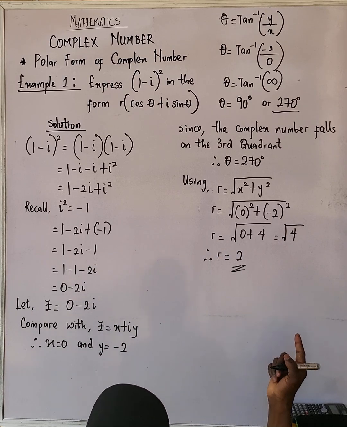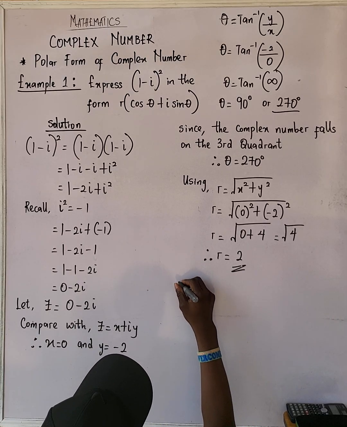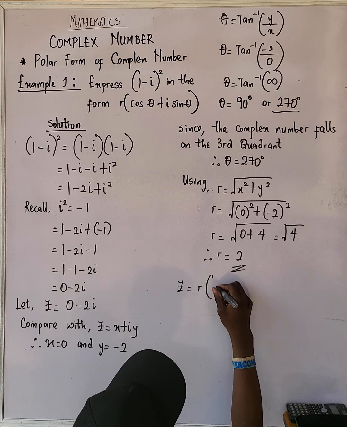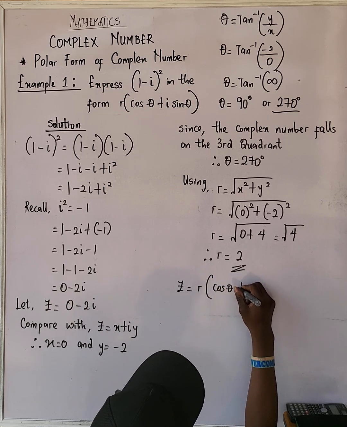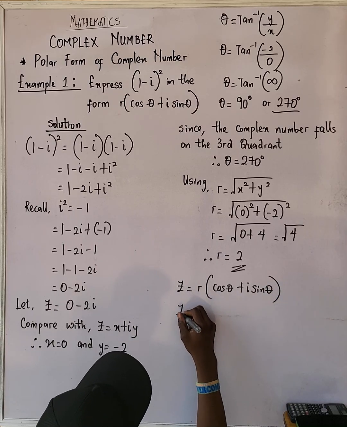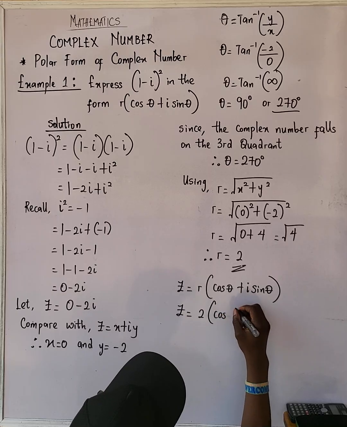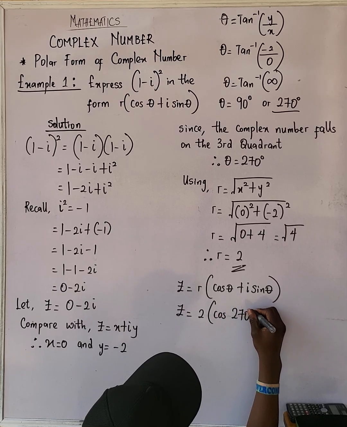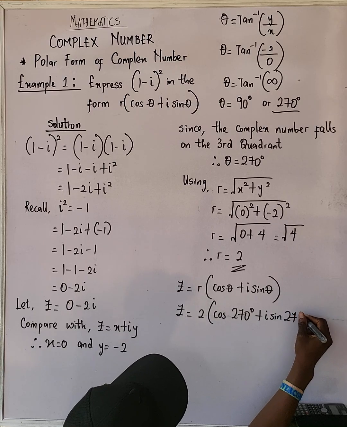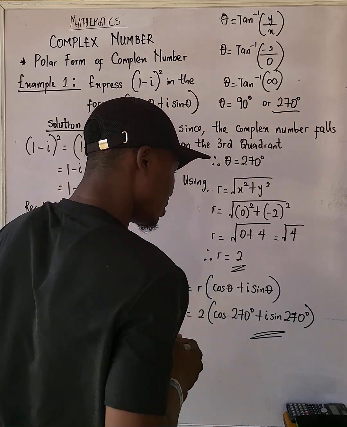Then you will now later put it in the last formula. What is the last formula? So what is the last formula? That's z equals r cos theta plus I sin theta, right? This is the last formula. So what will be your complex number now? What's our r? That's 2 cos, what's our theta? 270 degree plus I sin 270 degree, and this is the final answer.